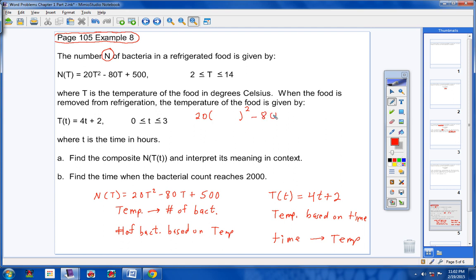We should be pretty familiar with this. And I messed up there, didn't I? There's a t here, so we put a pretty big parentheses. Now, look at my composition. The next function is T, so I pick up my T function and I put it into the two parentheses. Okay, so here we go. 4t plus 2.